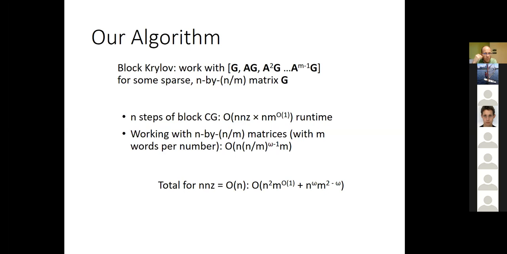And then the other thing is that you also need to do G transpose against it. So it depends on what the density of G is, and the density of G we will show is roughly about n times poly m as well. So that's where this term comes from.